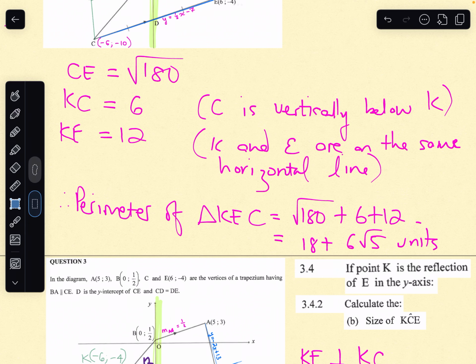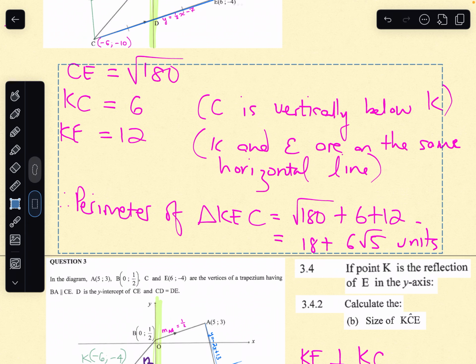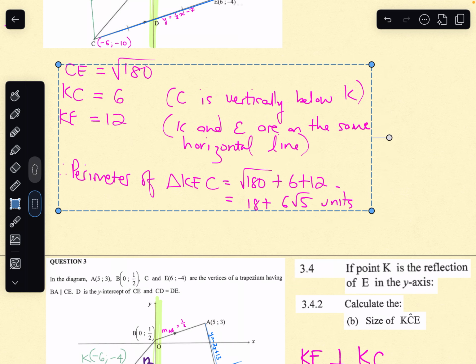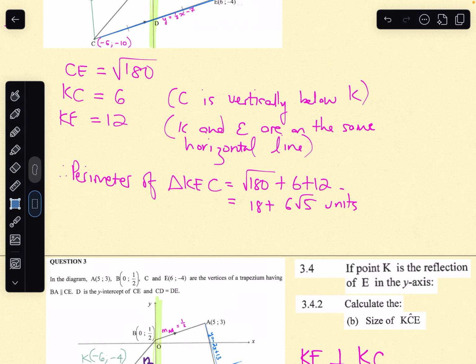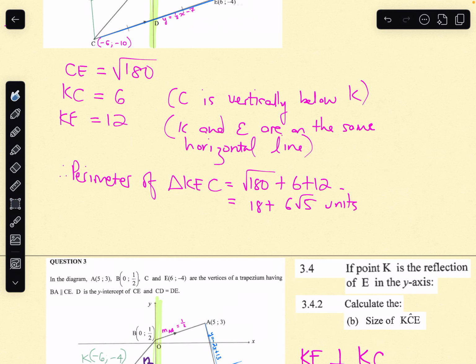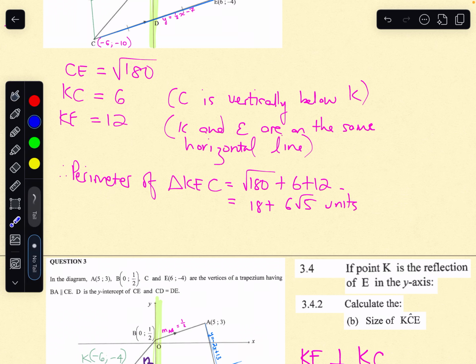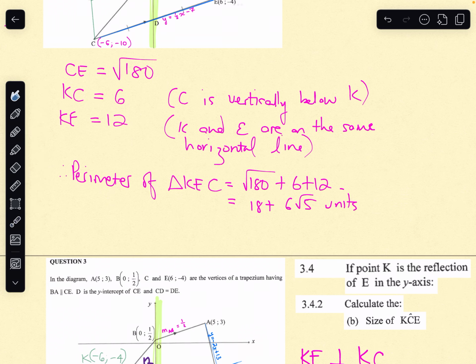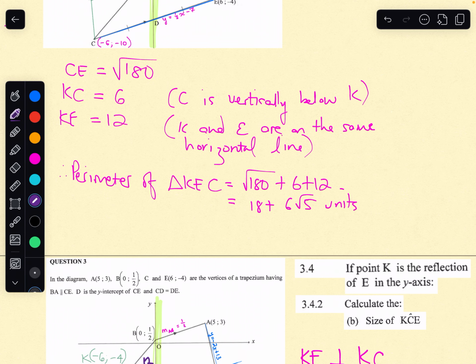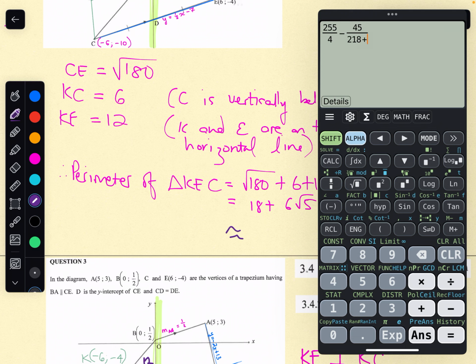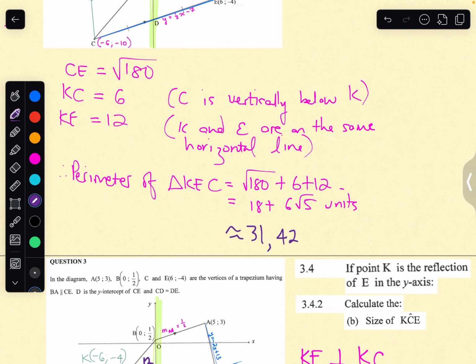I don't know if it's a mistake per se, but yeah. I think surd form is nice when you have a nice surd, like 3 root 2, not when it's a sum of 2 terms. Maybe the rule of thumb is your answer must always be 1 term. I don't know. So let's just work out 18 plus 6 root 5. So that is indeed about 31.42 units.